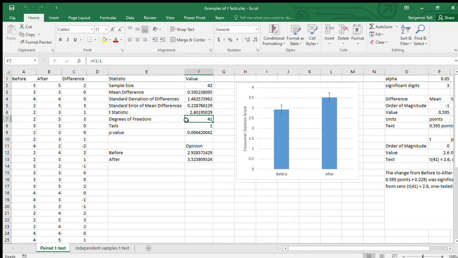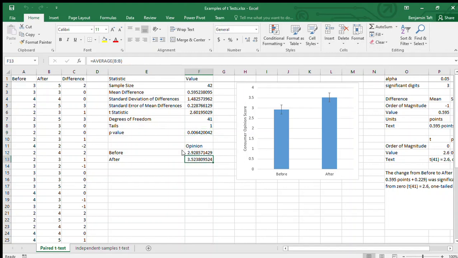And in this case, the tails would be one-tailed if you expect the difference to be always bigger after or always smaller after, and two-tailed if you don't know whether after is going to be always bigger or always smaller, but you think it might be different from before. And then here's the probability of observing this t-statistic if the true mean difference was 0. So this is a significant p-value, less than 0.05.